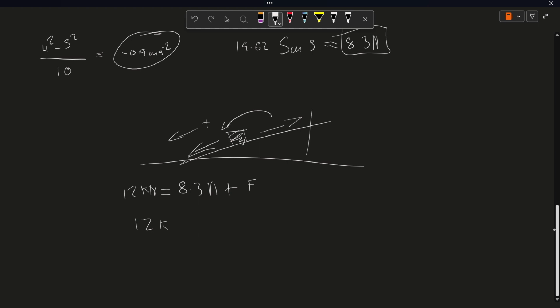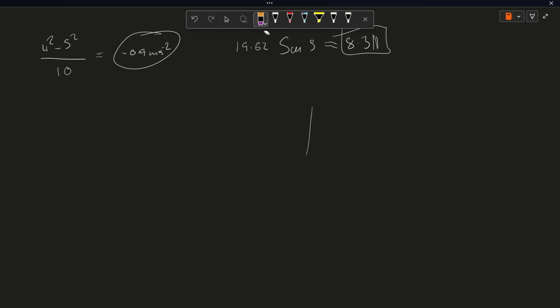I believe we need to calculate some other stuff. But you get the idea. Other than that, in mechanics, there's not much else that gets really difficult.